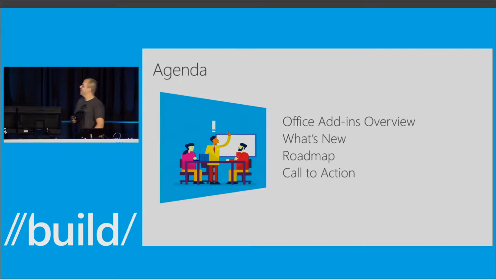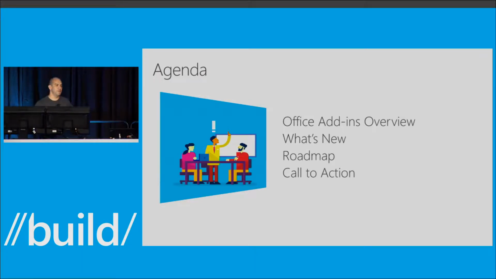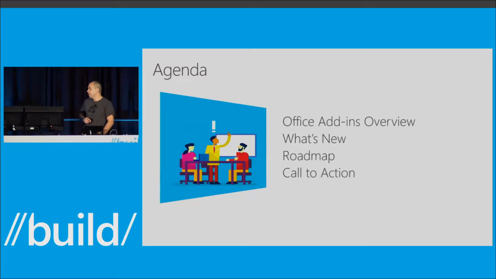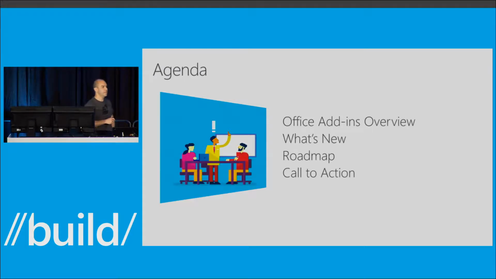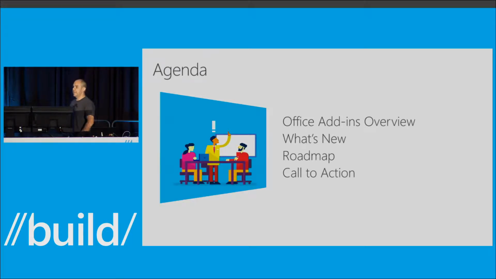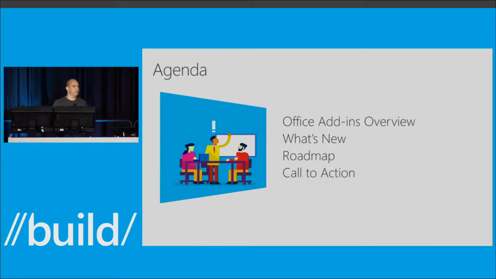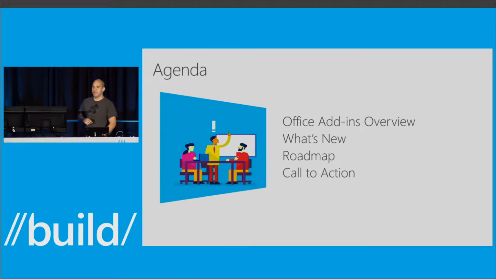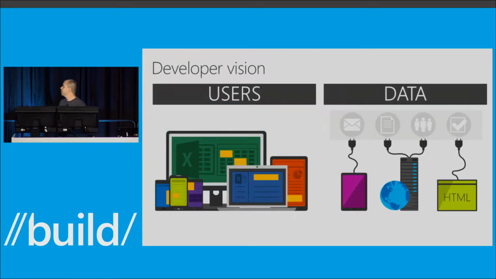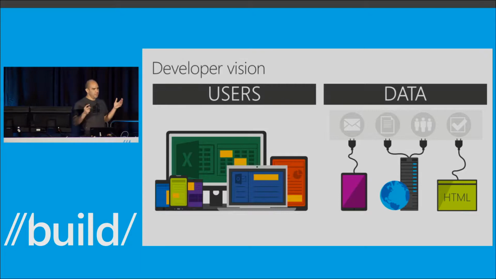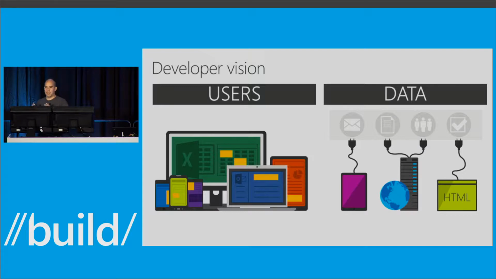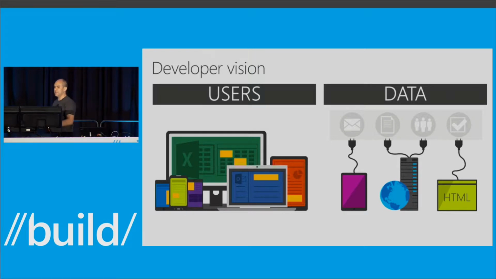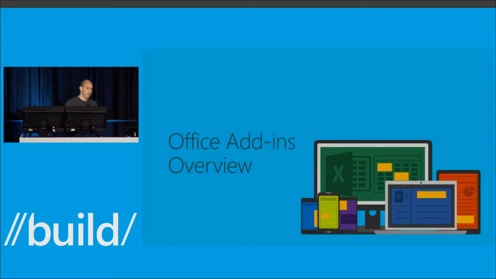So the agenda for today is we're going to do a quick overview of Office add-ins. I'm going to spend most of the session talking about what's new, what are the new developments that we have made in the last 3 to 6 months since the last big conference. We're going to talk a little bit about the roadmap, what's coming in the future, and then we're going to spend some time talking about the call to action. So in terms of how this session fits in the overall framing for the rest of the developer talks, we're going to focus in this session on bringing new user experiences into Office. So the left-hand side of the slide is what this session is all about. So let's dive in.